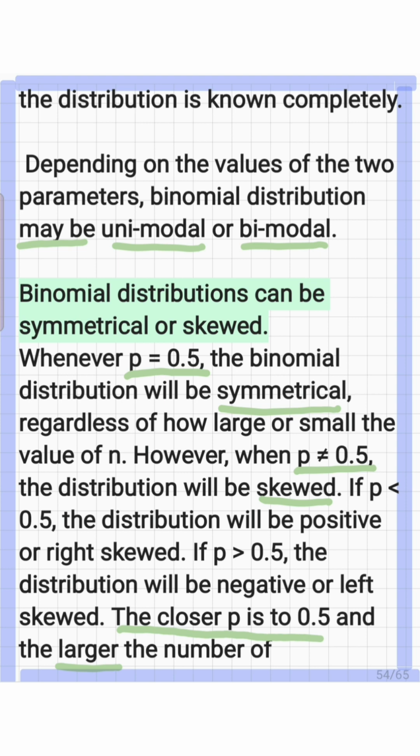And binomial distribution can be symmetrical or skewed because if the probability of success is equal to 0.5, then the distribution will be symmetrical. And if the probability of success is not equal to 0.5, then the distribution will be skewed. So it can be symmetrical or skewed.